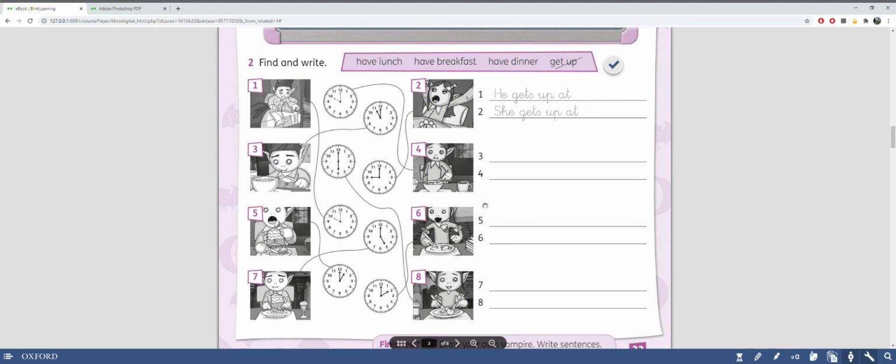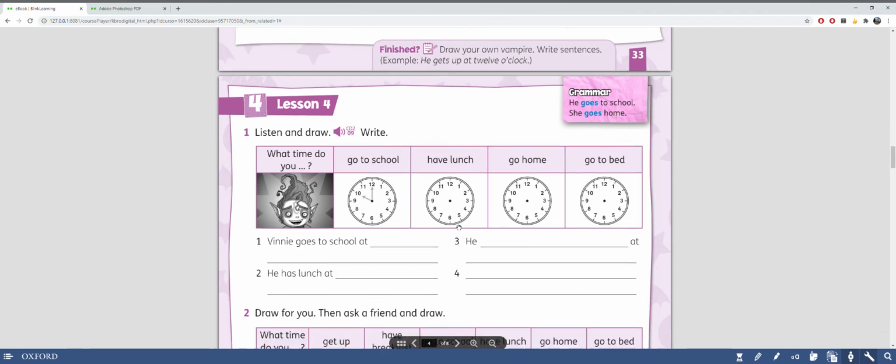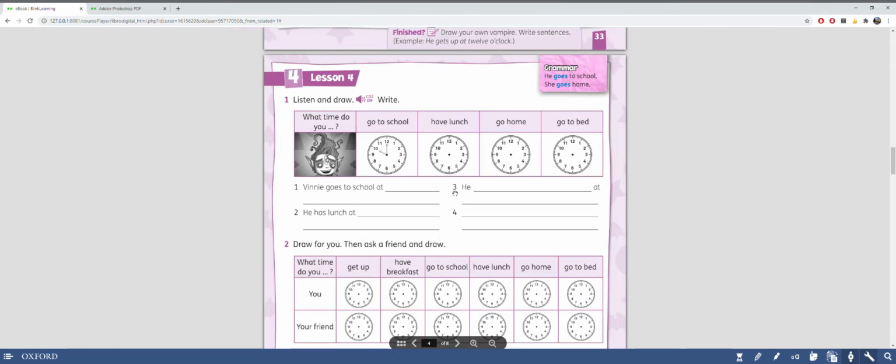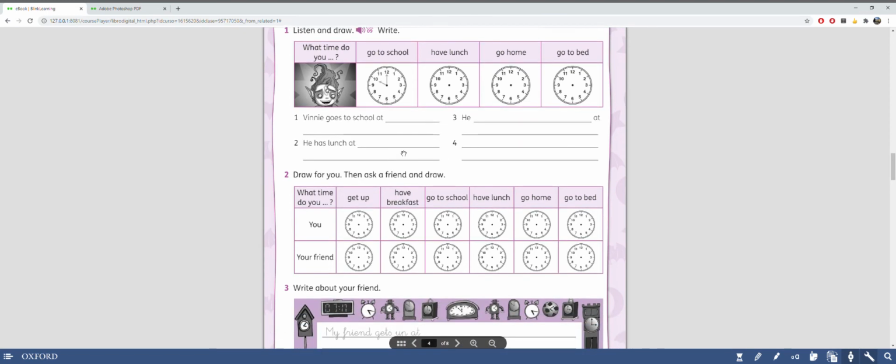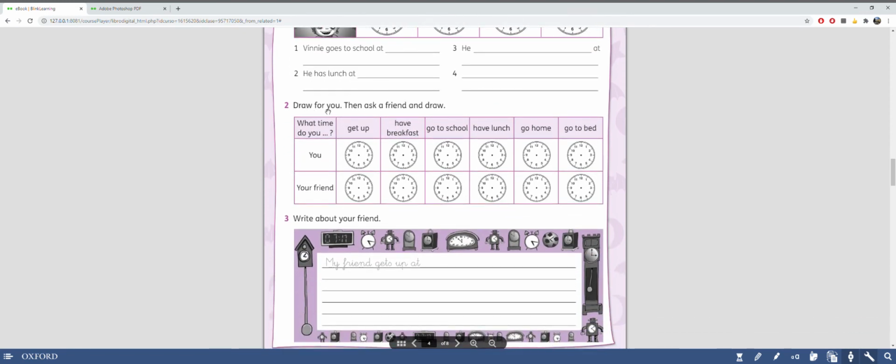So that is it. Then you're going to work on this. On lesson number 4 from your activity book, we have the time again. We have to listen and draw. Then write the time for this. What time do you go to school? What time do you have lunch? What time do you go home? What time do you go to bed? Ooh, we are going to listen to this and we are going to draw the time to then write the complete sentence right here.